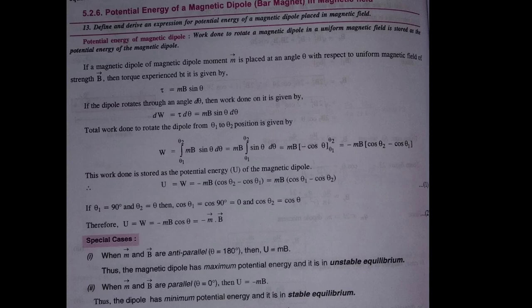There are two special cases: unstable equilibrium and stable equilibrium. Unstable equilibrium means it has maximum potential energy; it stores a maximum amount of energy and tries to release it. This condition is possible only when m vector and B vector are antiparallel. Stable equilibrium means stability deals with the minimum potential energy, and this is only possible when m vector and B vector are parallel to each other.